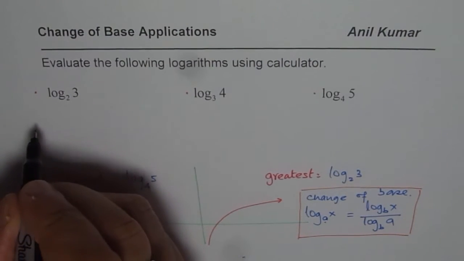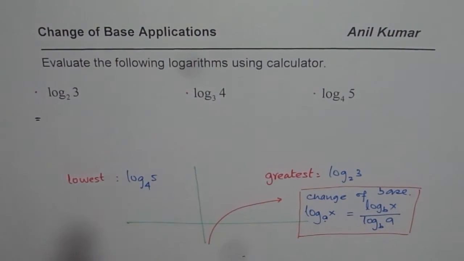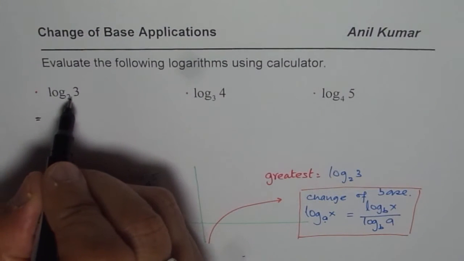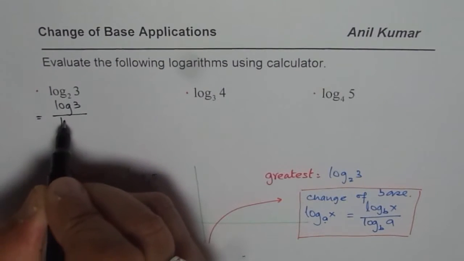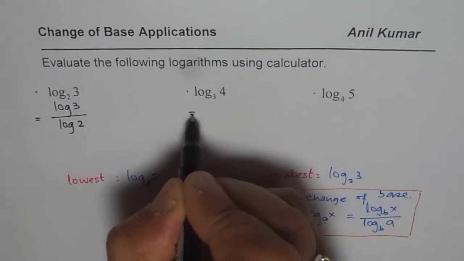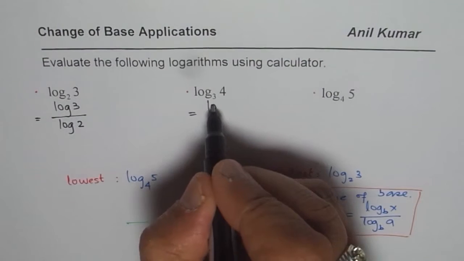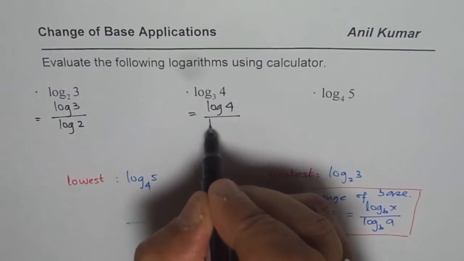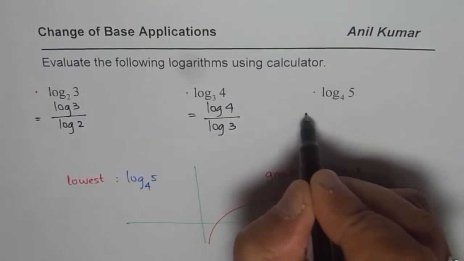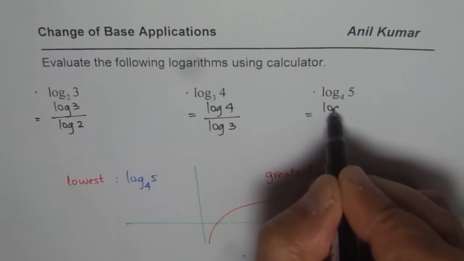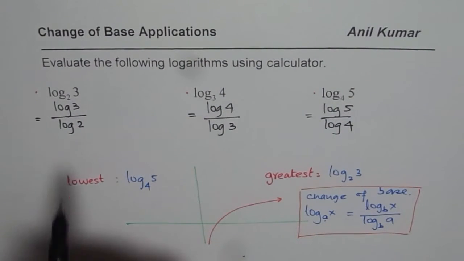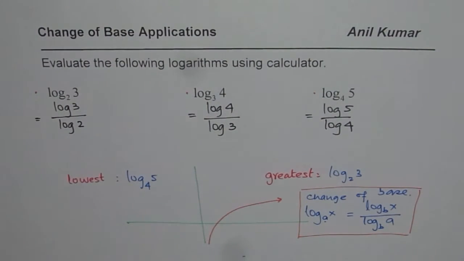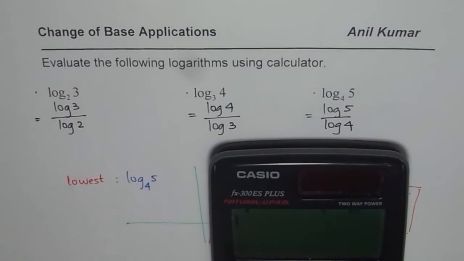So let me write them. First, using the change of base formula, I could write log to the base 2 of 3 as log of 3 divided by log of 2. And I can write log to the base 3 of 4 as log of 4 divided by log of 3, and log to the base 4 of 5 can be written as log of 5 divided by log of 4. Now if I don't write anything in the base, it means base 10. Let us use the calculator and calculate our answers.